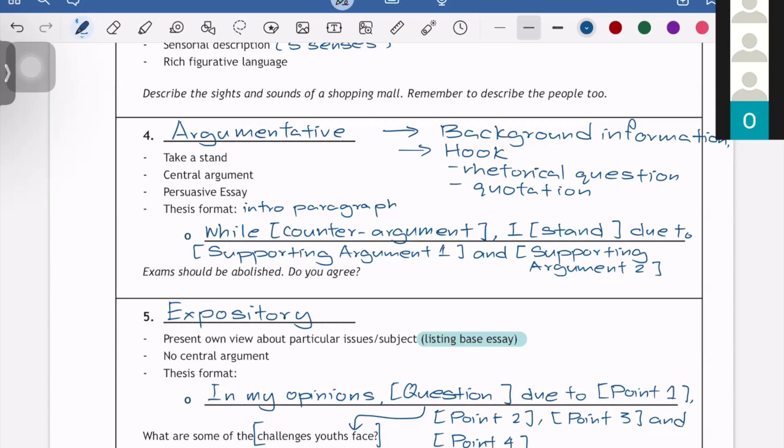Okay. Right now, I will give you a short break. When you come back, we'll go straight into the comprehension and then we'll go on to the mock paper.